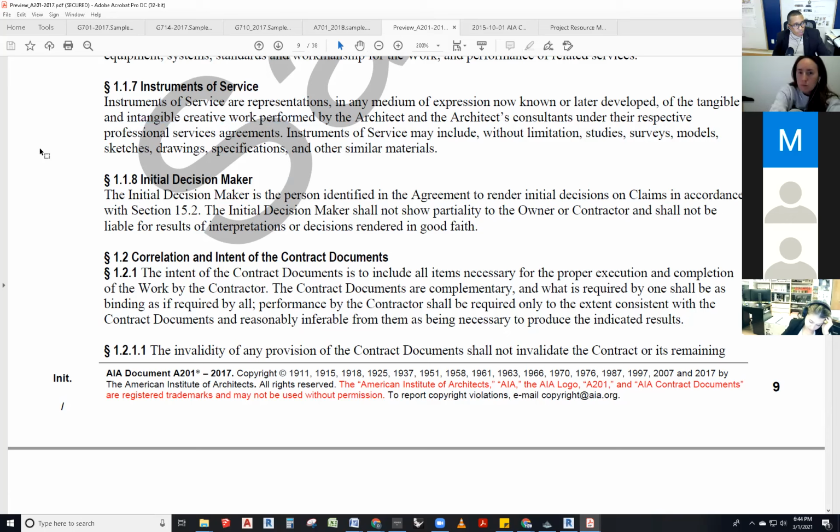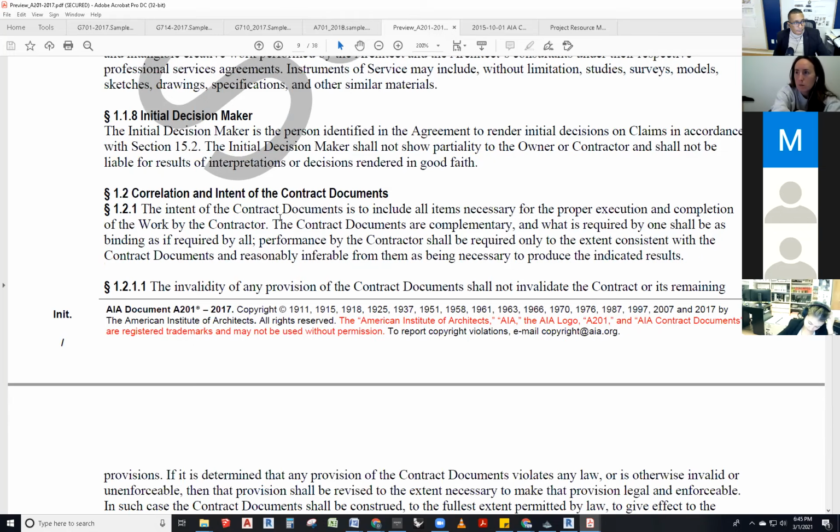Section 1.1.8, initial decision maker. You guys have heard of this one. Let's talk about it. The initial decision maker is the person identified in the agreement to render initial decisions on claims in accordance with section 15.2. The initial decision maker shall not show partiality to the owner or contractor and shall not be liable for results of interpretations or decisions rendered in good faith. That's it. And the agreements will actually say who the initial decision maker is. Typically, it's the architect, okay?